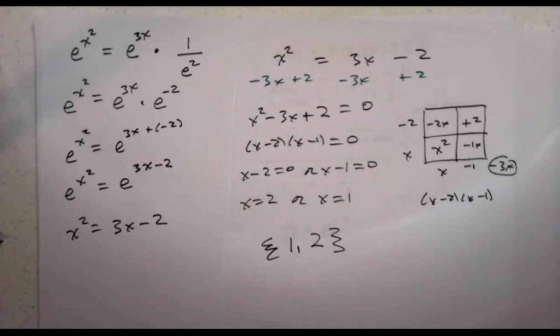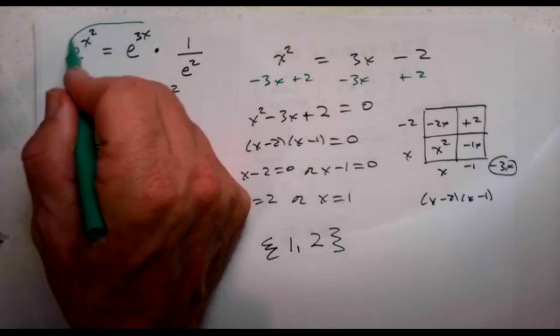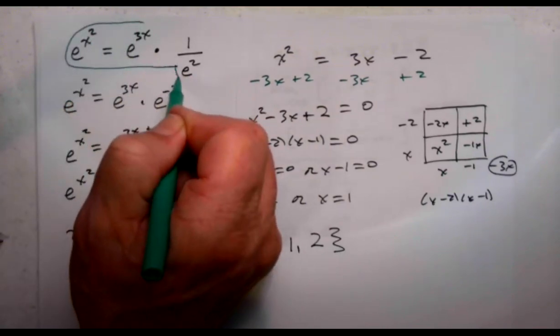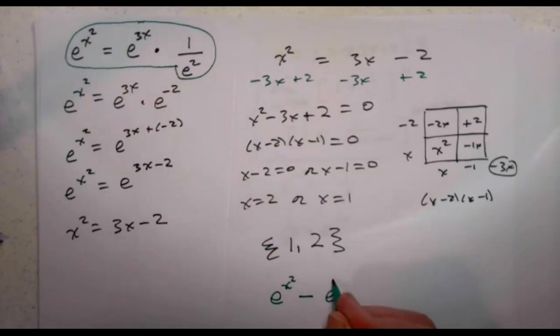Now, can we check this on the graphing calculator? It's going to be a little bit harder, but remember, this is what we're starting with. I would like to subtract the right side so that I get the thing equaling 0. So what am I going to put into the graphing calculator? e to the x squared minus e to the 3x times 1 over e squared equals 0. And I hope I see answers that x equals 1 and x equals 2. So let's try it.